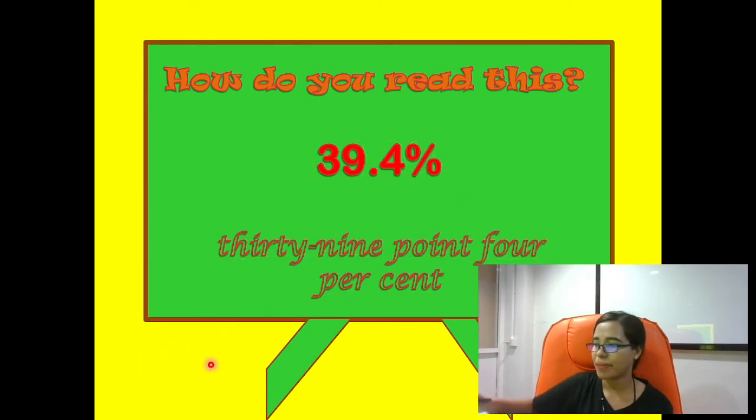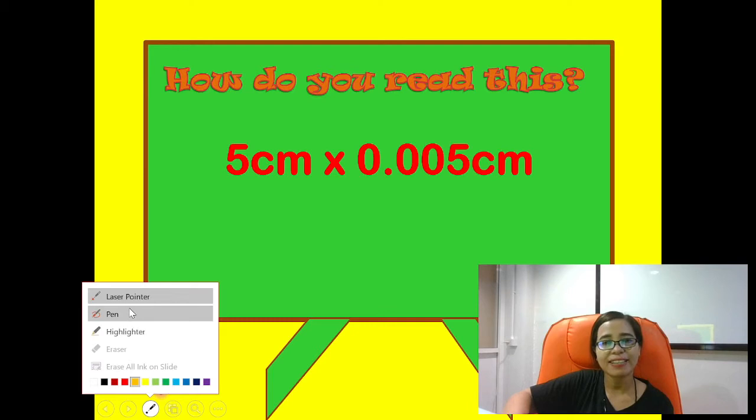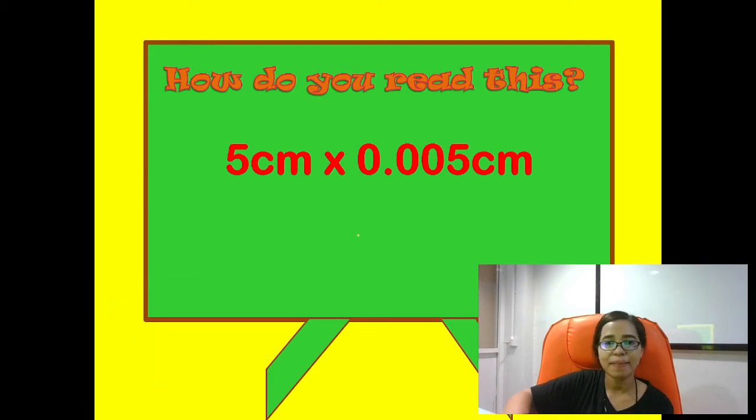Now let's go to another page. Okay, so this one tells about the measurement. How do you read this? Okay, so please look at the screen. Let's use our pen. We have here the number 5, and cm. Cm stands for centimeter. And also here, x stands for what? Measurement.